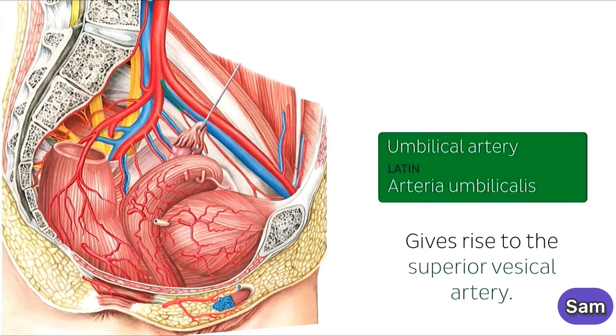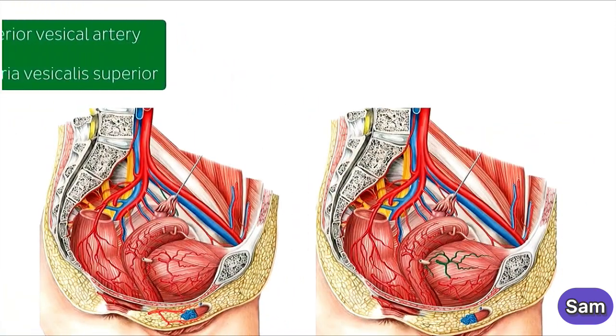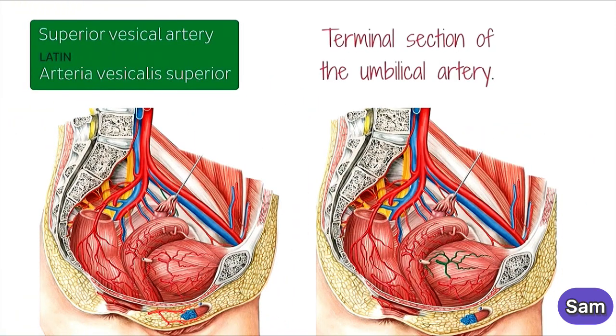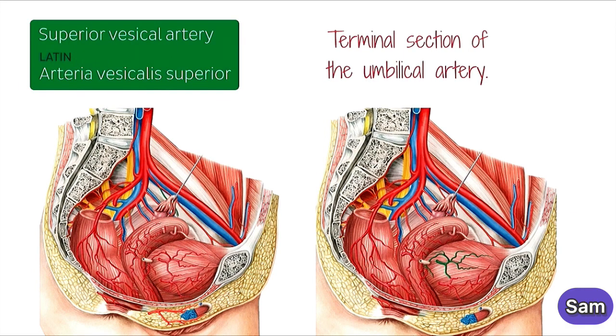The superior vesical arteries I mentioned in the previous slide represent the terminal branches of the umbilical artery on either side of the pelvis.